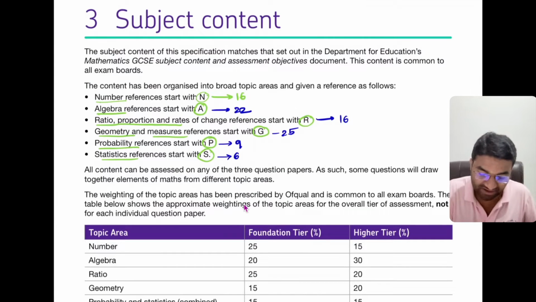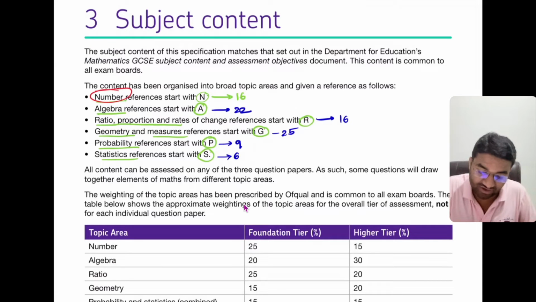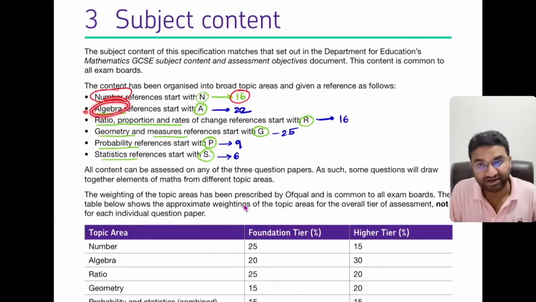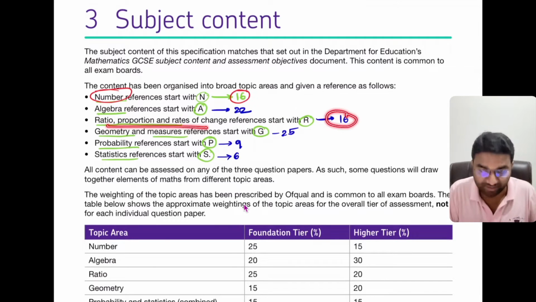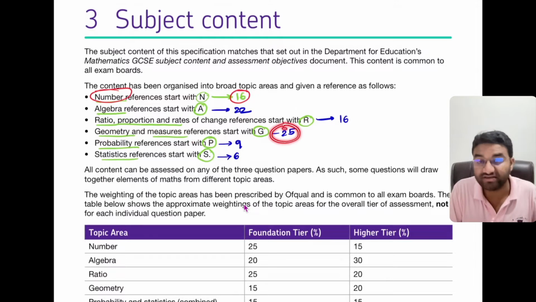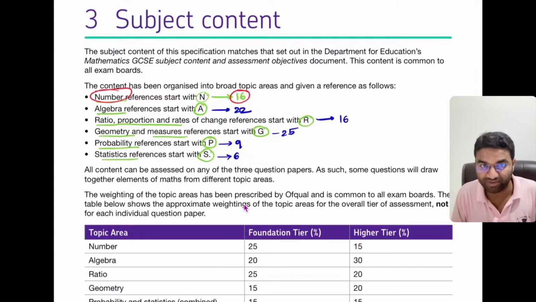So you have numbers. Firstly, in number you have nearly 16 topics. Algebra is one of the interesting topics, and there are 22 topics. Then ratio, proportion and rates of change has 16 topics. Geometry and measures has 25 topics. Probability has 9 topics. Statistics has 6 topics.